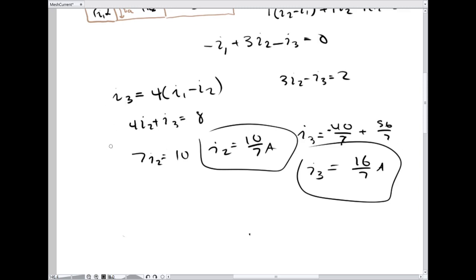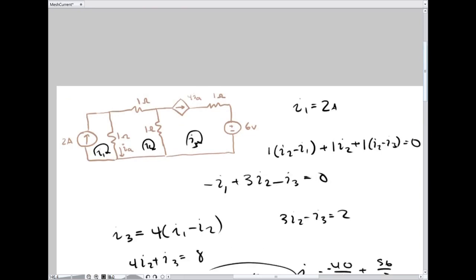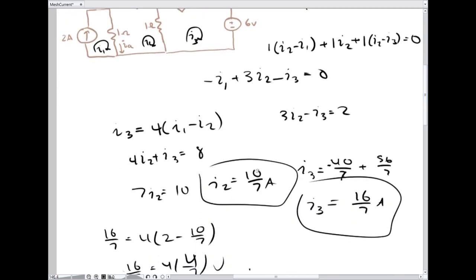And then this one, 16 over 7 is equal to 4 times 2 minus 10 over 7, which is equal to 16 over 7 is equal to 4 times 4 over 7. So that checks too. So that all checks. So there's most likely not a mistake in there. On to the next problem.